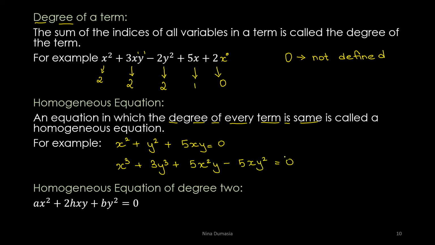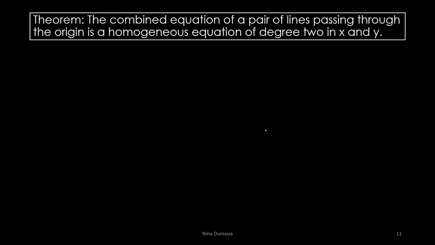Now what matters to us is the homogeneous equation of degree 2. In the standard format, just as we write the equation of a line in standard format, similarly a homogeneous equation of degree 2 in variables x and y is represented by this expression: ax square plus 2hxy plus by square is equal to 0. This is a homogeneous equation of degree 2 in the standard format. Okay. Now let us see how this is related to the pair of straight lines equation. Now the combined equation of a pair of lines passing through the origin is a homogeneous equation of degree 2 in x and y.